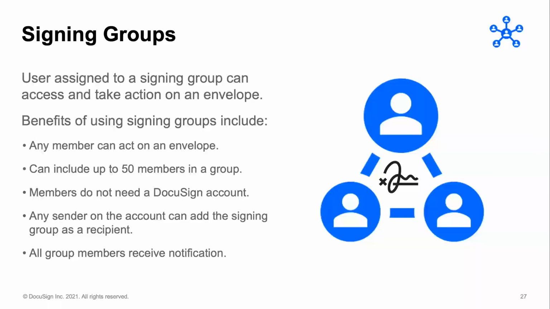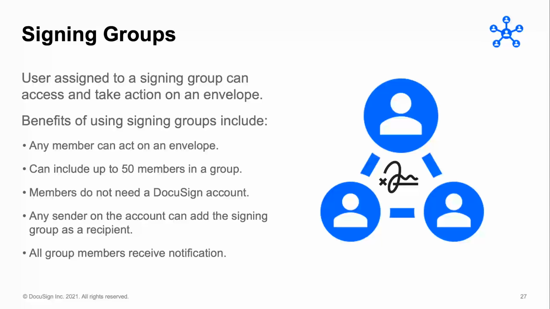Now, once you add the signing group to your account, anyone has the ability to add that signing group as a recipient on an envelope. And how it works is everyone in the group will get a notification about the envelope, and the first person to act on the notification and go in and sign is the quote unquote winner, the person who is signing on behalf of the group.